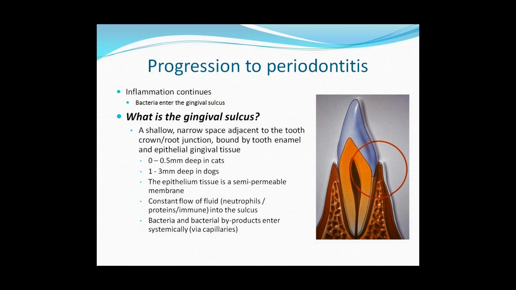That can be measured. This will be the next step in improving your periodontal cleaning. We'll talk about measuring the sulcus and the pockets. They're normally half a millimeter deep in cats and up to 3 millimeters deep in dogs. The epithelium is a semi-permeable membrane, so any infection in the sulcus can travel systemically to the rest of the body.